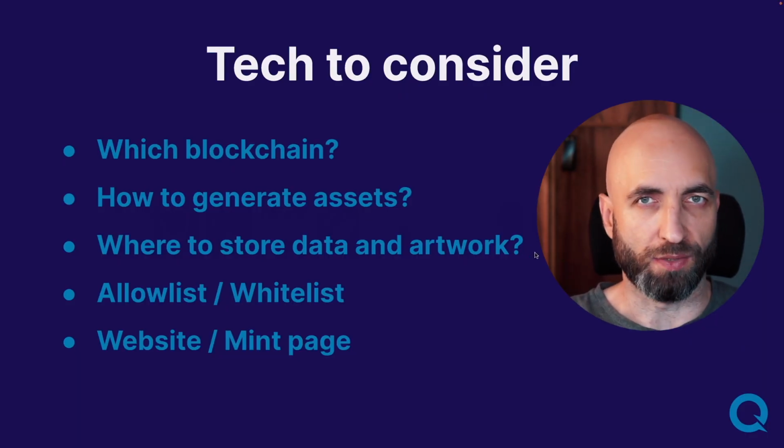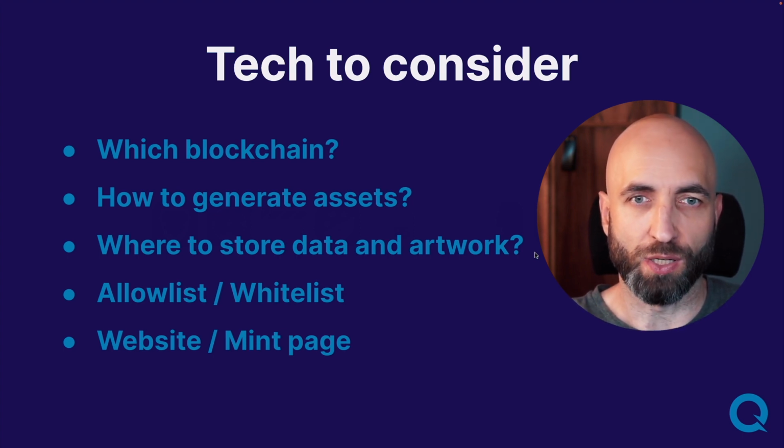Okay, so now we have chosen a blockchain and we have generated all the assets, all the images and all the JSON files with all the metadata. What next? Before we can launch our NFT project, we need to store that metadata, the artwork and JSON files somewhere. Then we need to build a buzz around our project, so we also need some kind of a tool for creating and managing allow lists. And then we also need a web page where someone can go and mint our project so that we can start selling out. It's all cool, but where do we store the images and the metadata files?